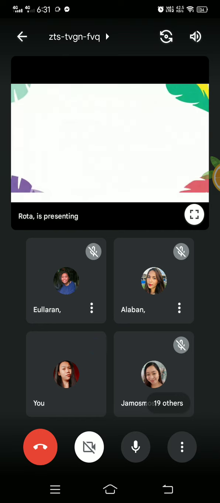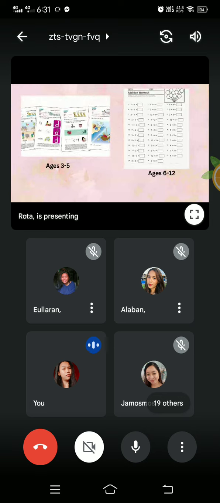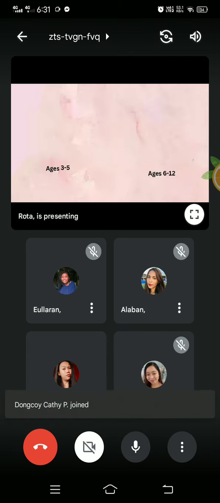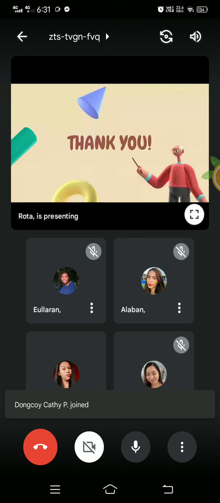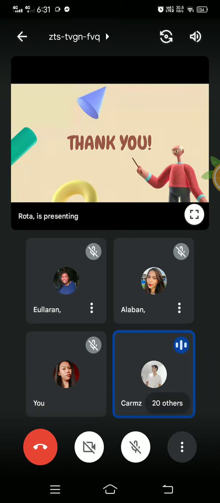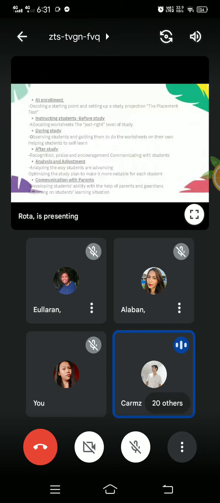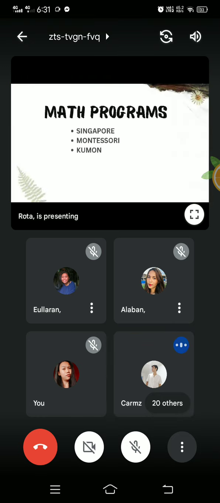Okay, next, here I have an example of materials in common math programs. This is for ages 3 to 5 and this is for ages 6 to 12. And that would be all our report, right? Thank you. Please go back to the first slide, and on the second slide, I think the definition of math program.